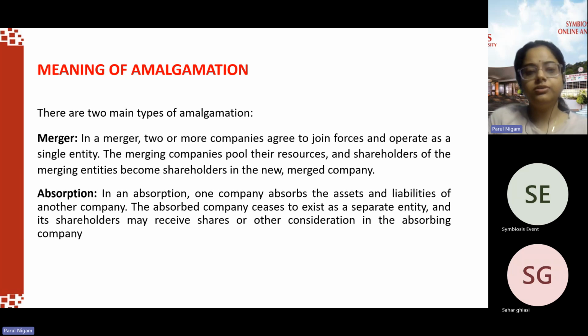In a merger, two or more companies agree to join forces and operate as a single entity, and the merging companies pool their resources, and shareholders of the merging entities become shareholders in the new merged company.